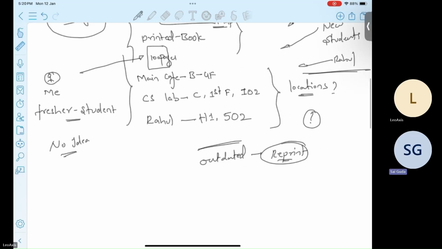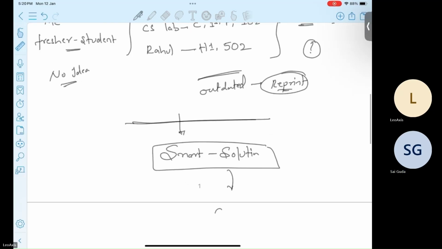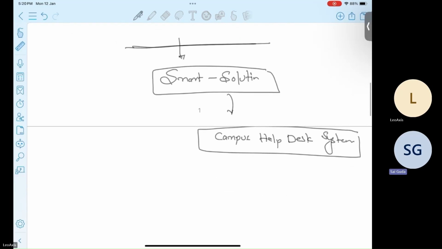So to overcome these issues, the campus decided to have a smart solution. What they did in this smart solution is set up a campus help desk system. If you want any details, you simply connect to this campus help desk system, and they will provide the information to you. Let's see how it is working.